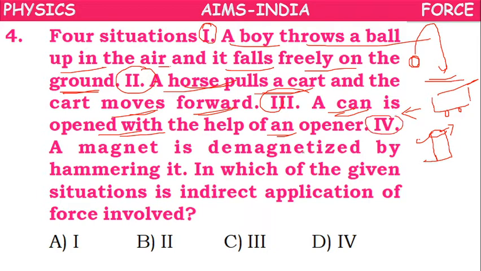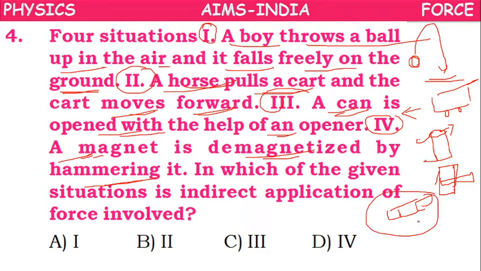Fourth one, a magnet is demagnetized by hammering it. Suppose if you have a bar magnet, if we take some hammer and by hammering the magnet, we are making it demagnetized. Means it is losing its magnetic power.